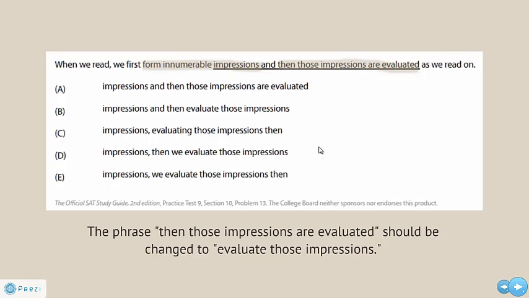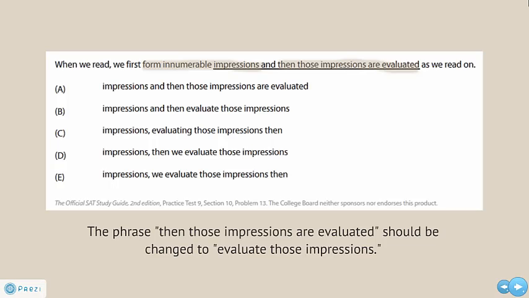In order to correct it, we should change the second action to match the structure of the first one. We can do this by changing those impressions are evaluated to evaluate those impressions. That matches the form of form innumerable impressions. So the corrected sentence would read, when we read, we first form innumerable impressions and then evaluate those impressions as we read on. That's what choice B proposes, so that's why it's the correct answer.